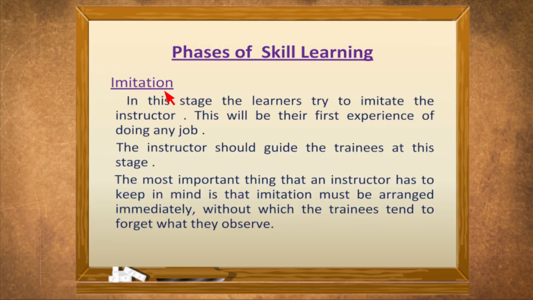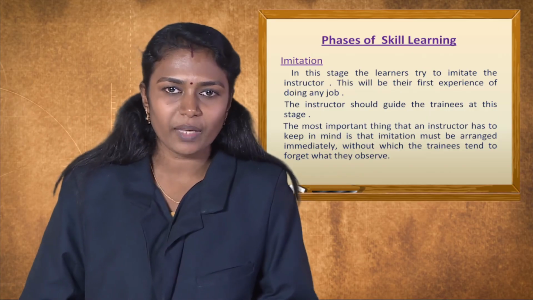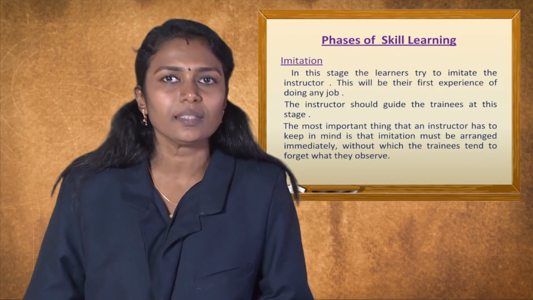Next is imitation. In this stage, the learners try to imitate the instructor. This will be their first experience of doing any job. The instructor should guide the trainees at this stage. The important thing that an instructor has to keep in mind is that imitation must be arranged immediately, without which the trainees tend to forget what they observed. This will be the first experience of the trainee, so mistakes may happen. If mistakes happen, the instructor has to guide them and correct the mistakes.